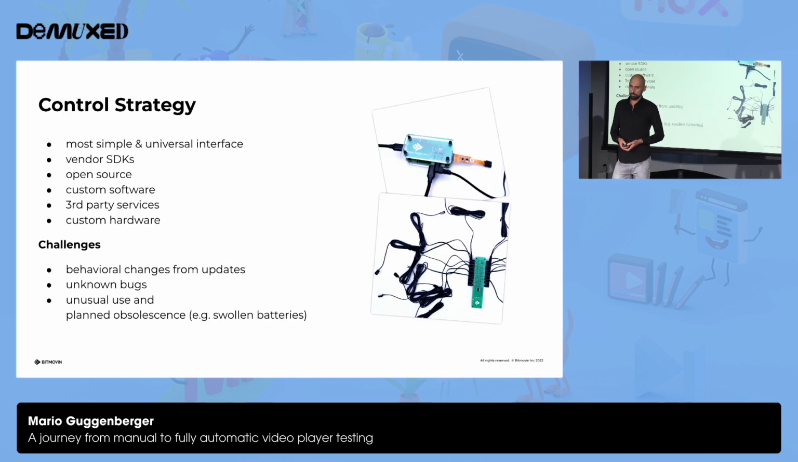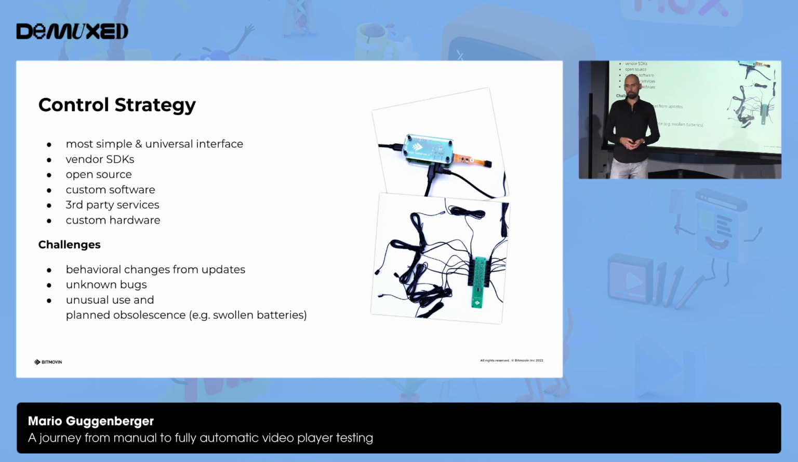And to pick adequate interfaces, we follow quite a simple strategy. We use the simplest and most universal interface that's available and close functionality gaps with vendor-specific interfaces. For example, for smart TVs, that means we mainly use infrared. It's an antiquated interface, but it saves us a lot of implementation and maintenance effort, and it allows us to control any of our 60 TVs.